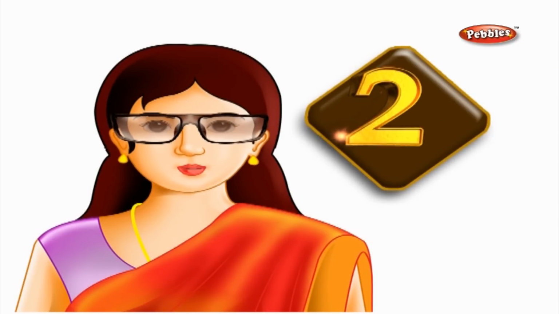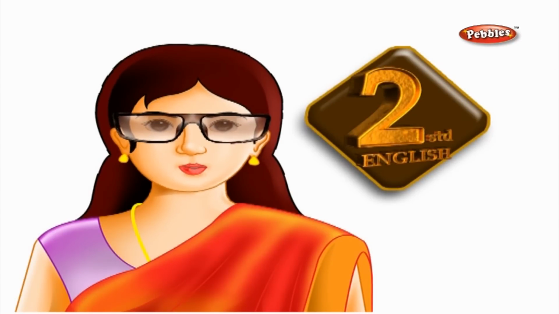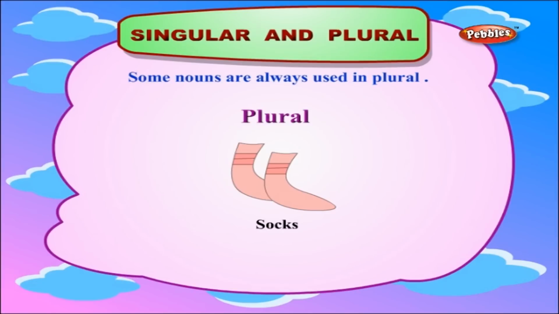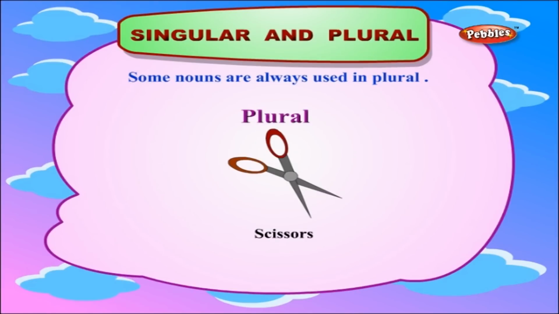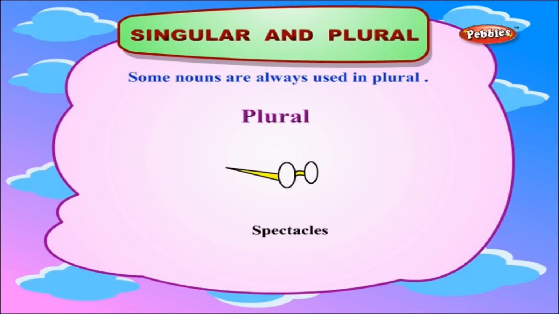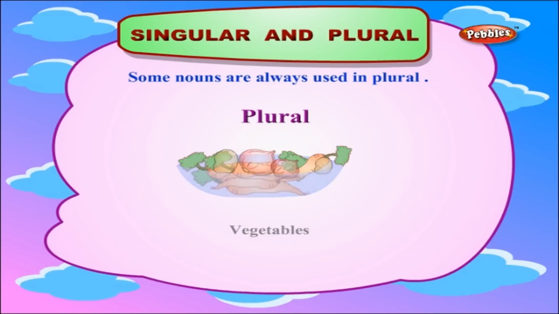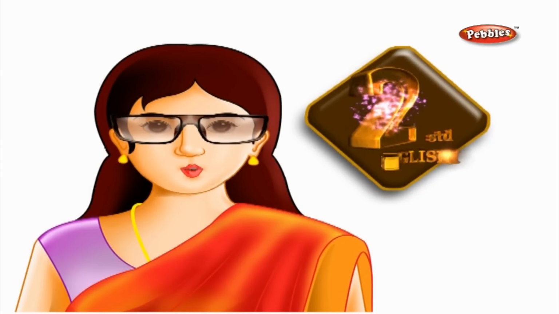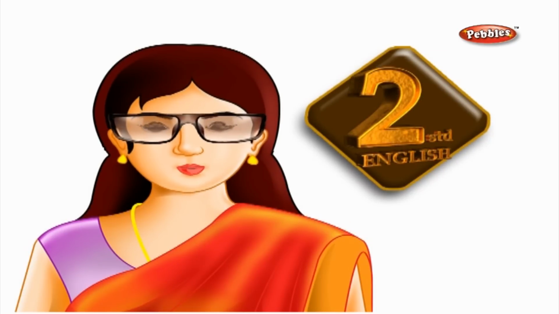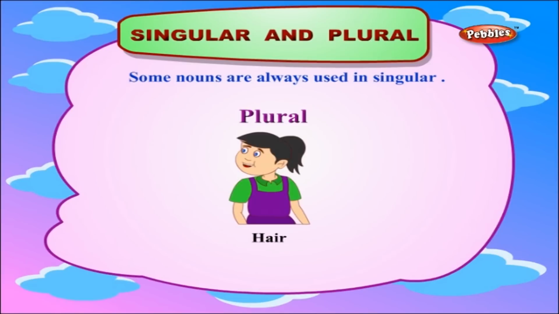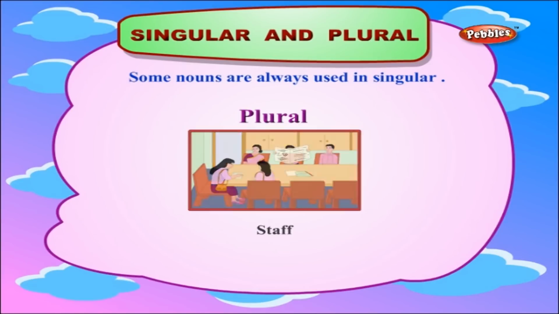Some nouns are always used in plural. Examples: socks, scissors, spectacles, shoes, vegetables. Some nouns are always used in singular. Examples: hair, staff, furniture.